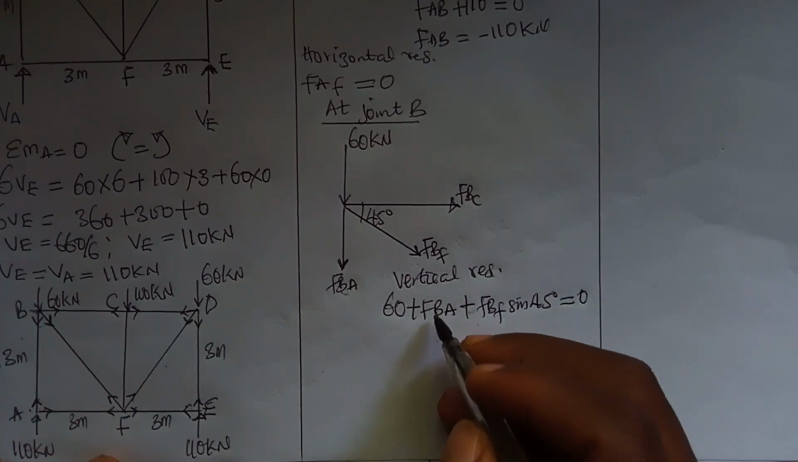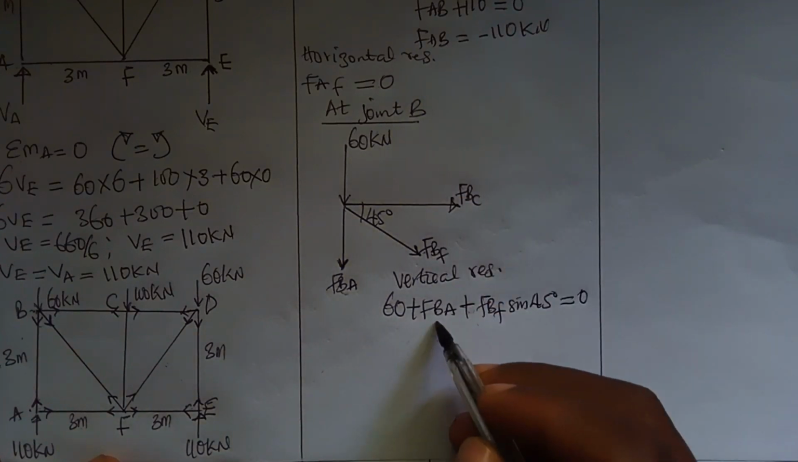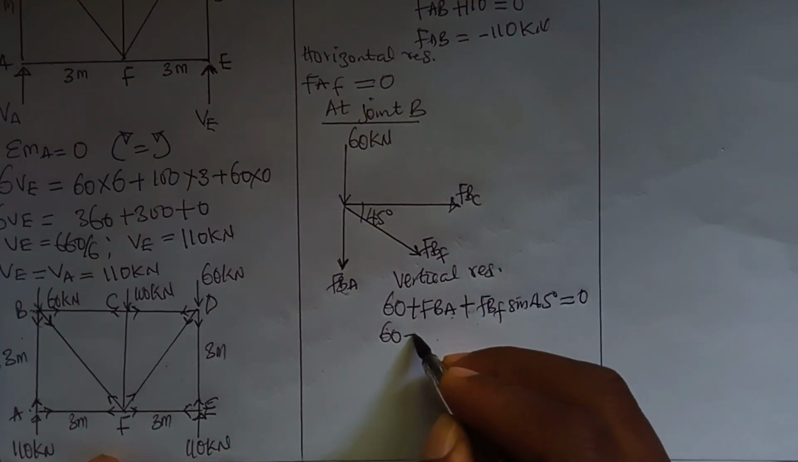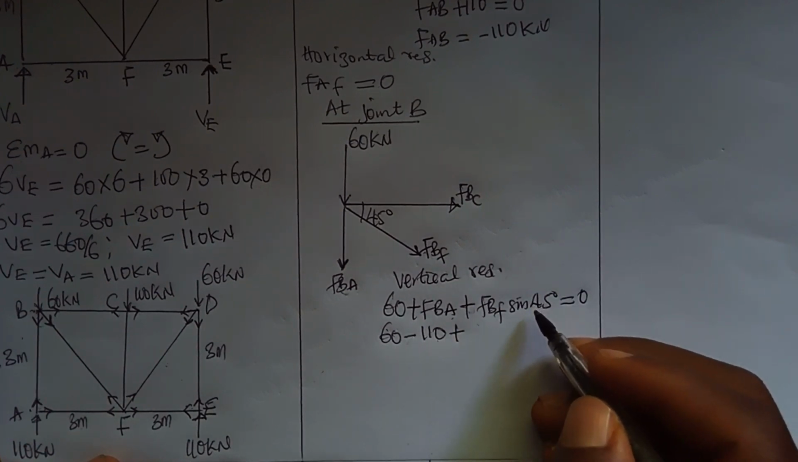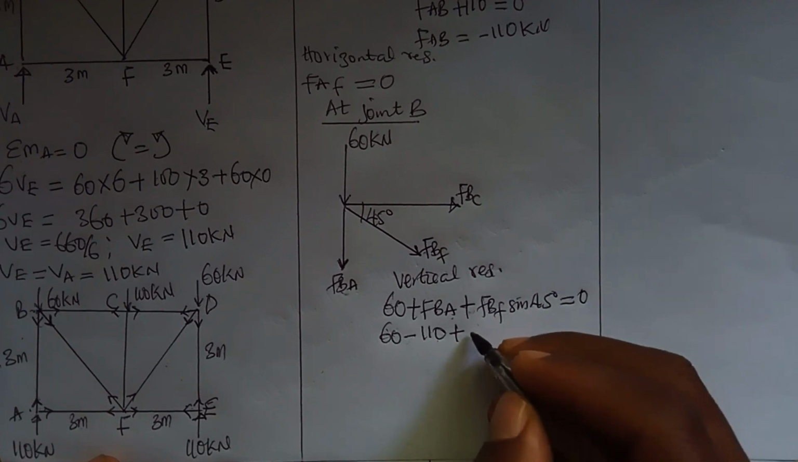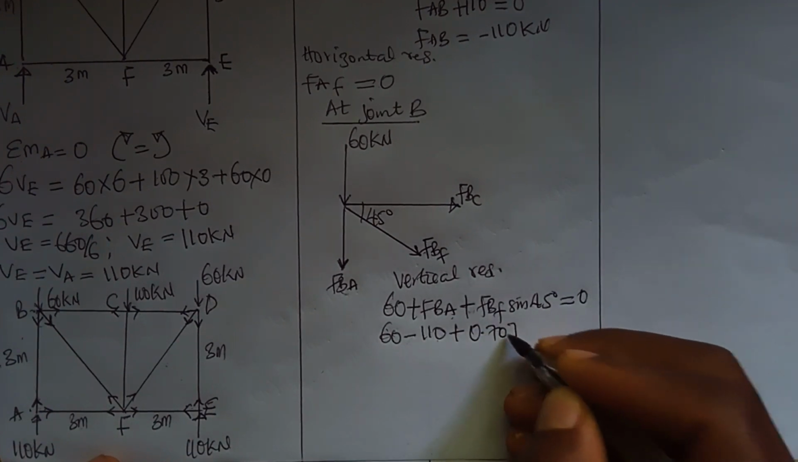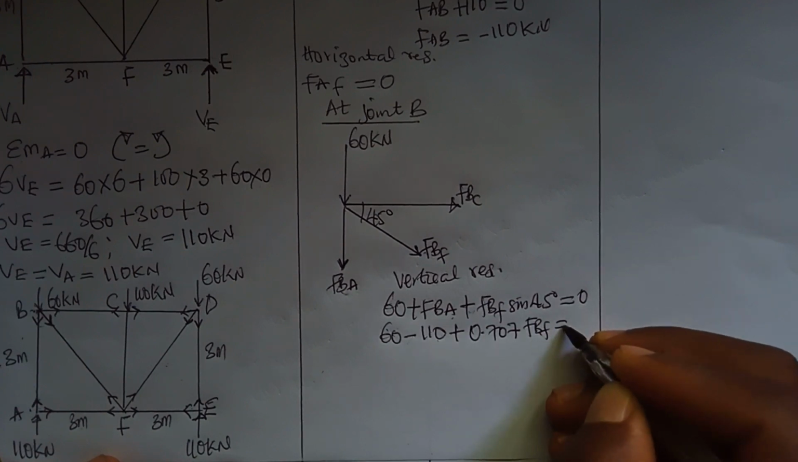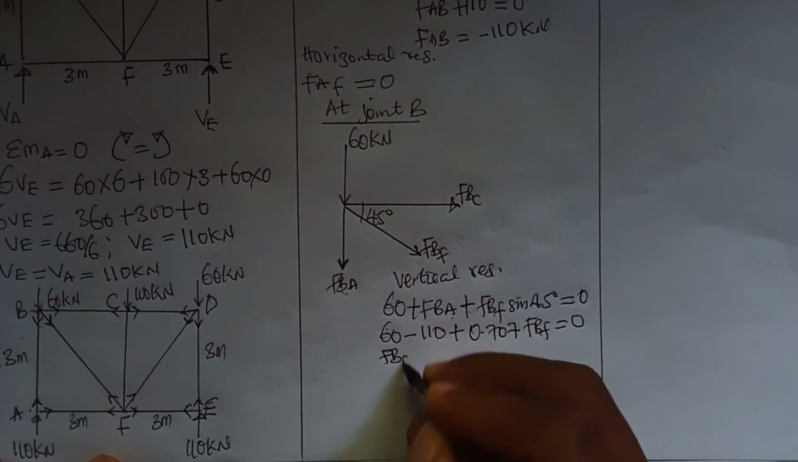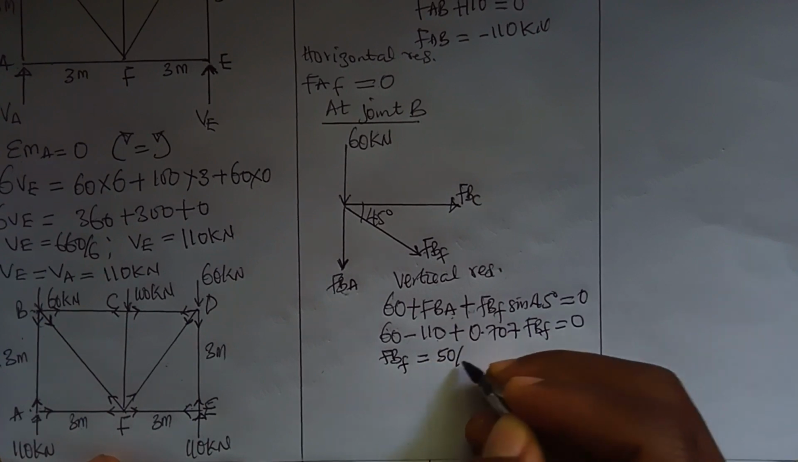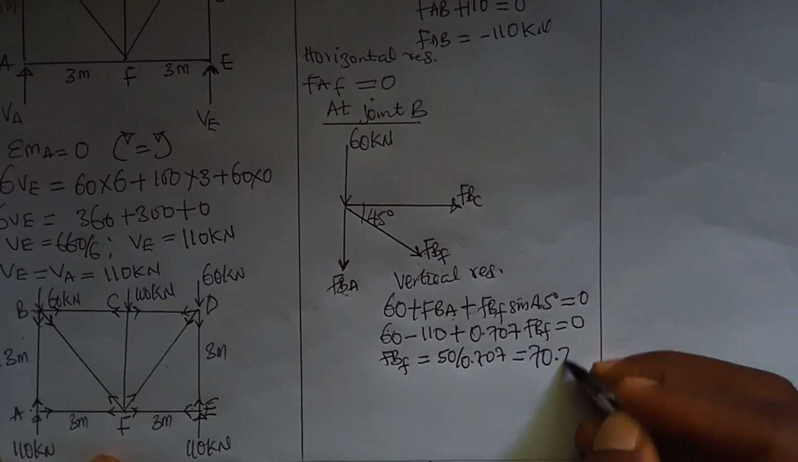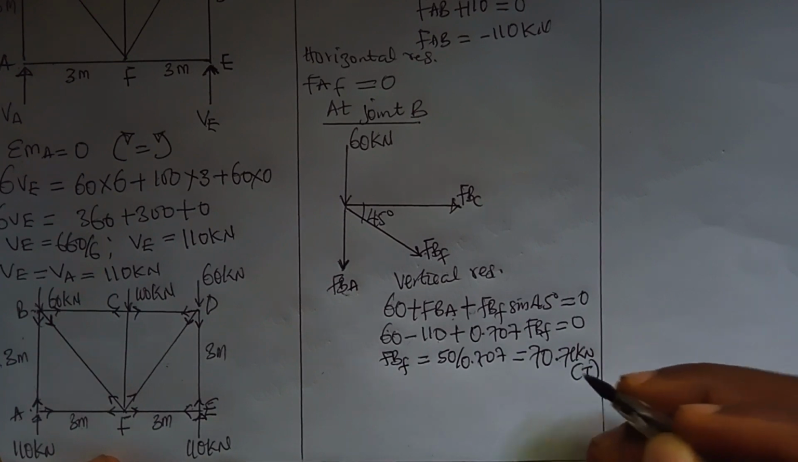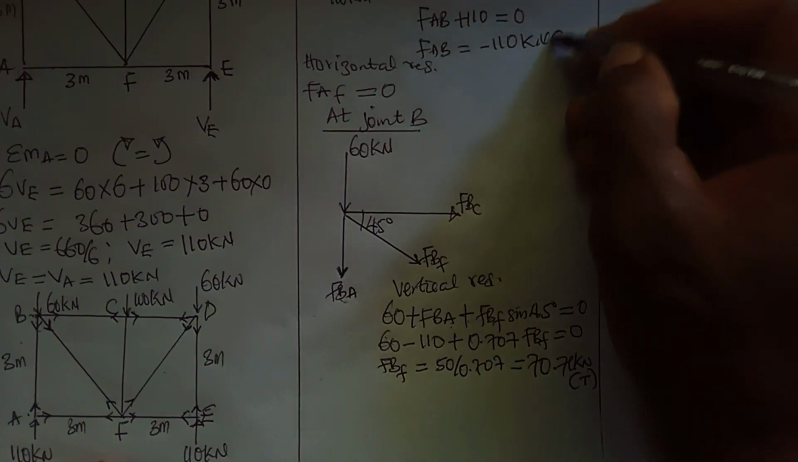Now, we already know our FAB, which is the same as FBA. So we have 60 minus 110, then plus sine 45 degrees, which is 0.7071, and so on. So we have 0.707 FBF is equal to 0. So our FBF is equal to 50 over 0.707, which is equal to 70.71 kilonewton. Since our answer is positive here, it means this is tension because we assigned tension throughout. And this one that is negative means it is compression.